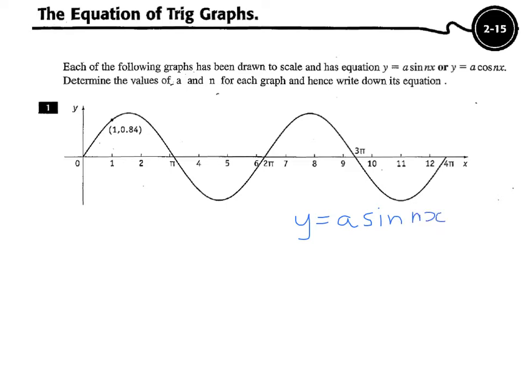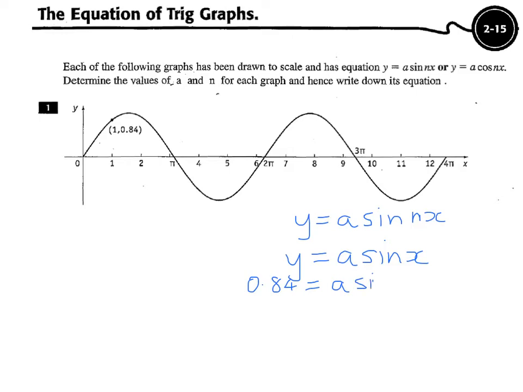Now you can have a look and see here that the period is 2 pi. So that means n is going to be 1. So then we can say our equation is y equals a sine x, because you know sine x has a period of 2 pi. Now to find out a, remember a is the amplitude. We don't actually have a marking here to tell us what the amplitude is, but we've got a point that lies on the graph. The x-coordinate's 1 and the y-coordinate 0.84.